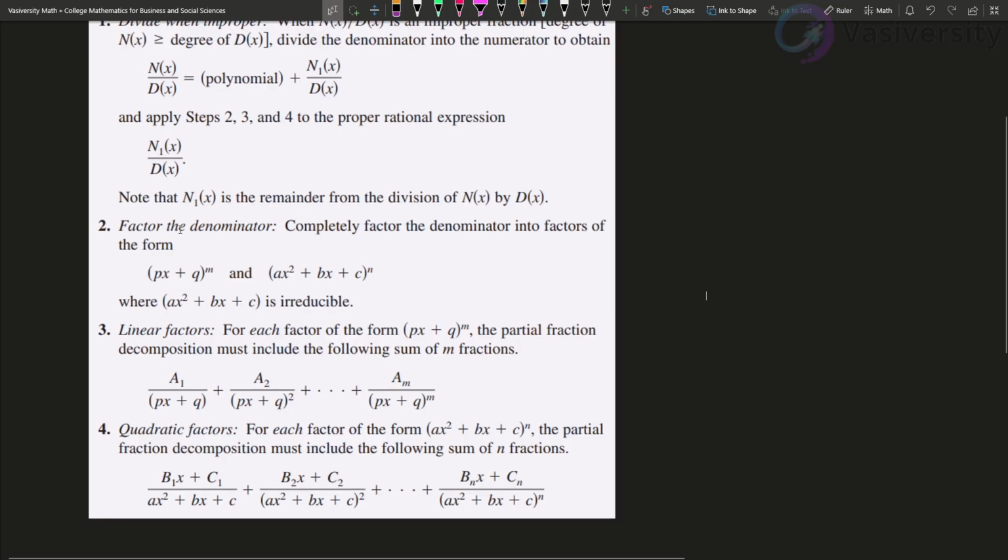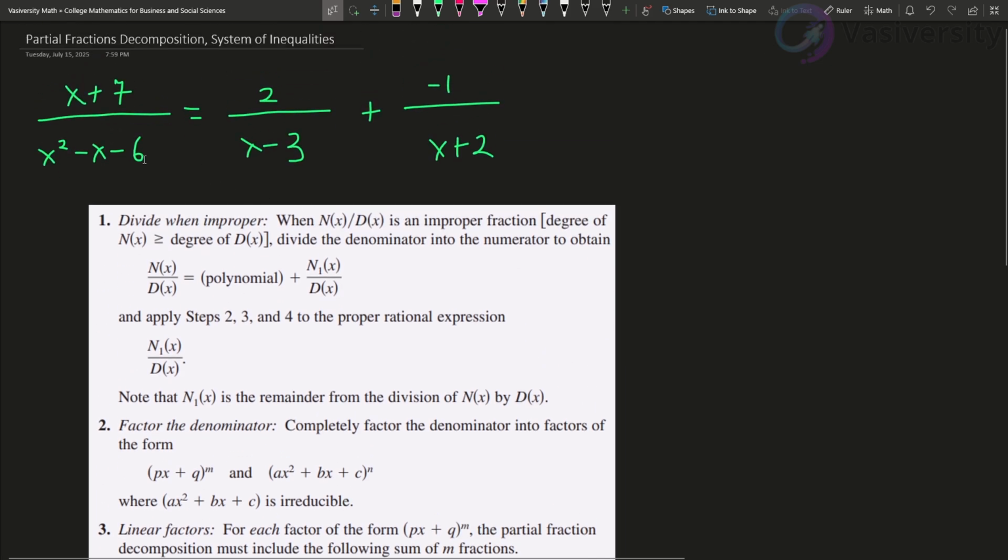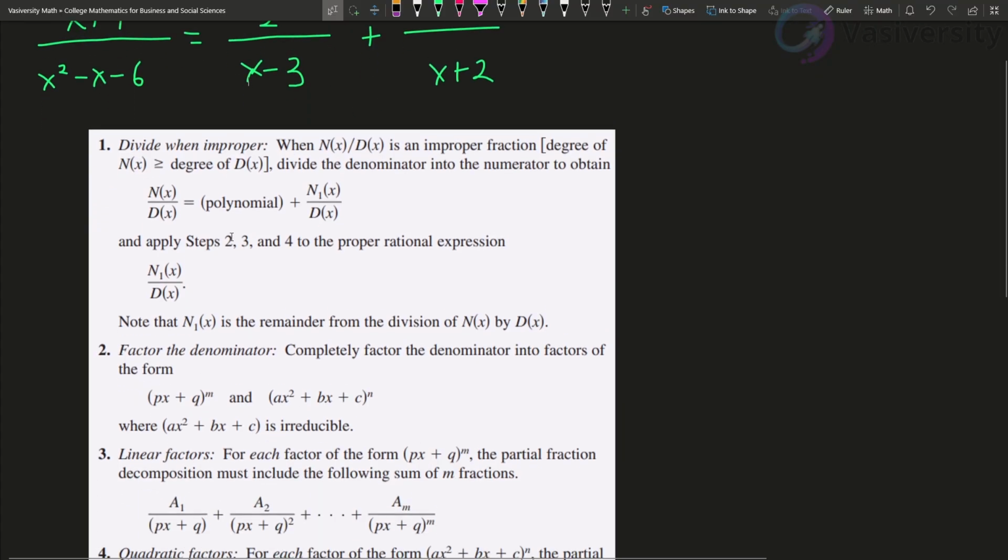Okay, so factor the denominator. Completely factor the denominator into factors. If we take a look at our problem, we are able to factor it, and our factors were exactly x minus 3 and x plus 2. If we multiply these, we'll exactly get x squared minus x minus 6.